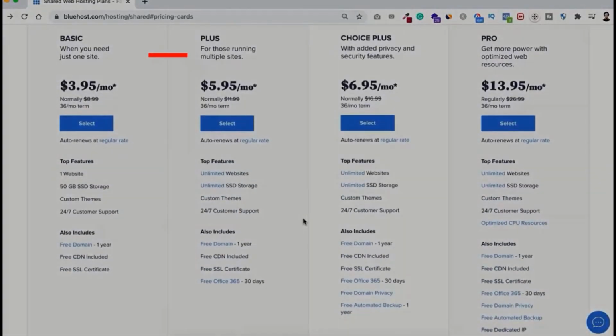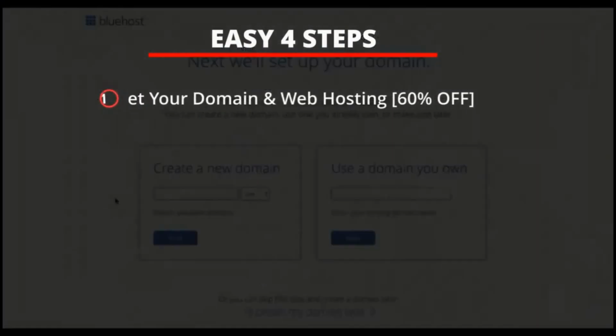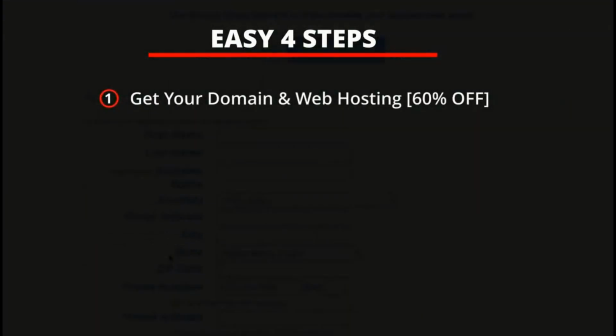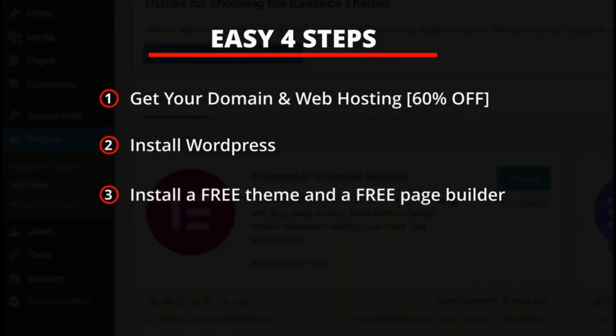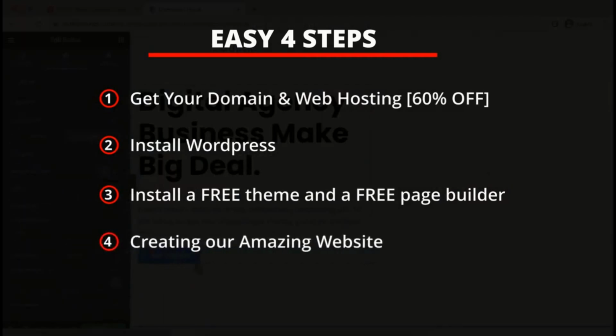Alright, we will be creating our beautiful website in easy 4 steps. First, I will show you how to get your own domain name and web hosting. I will also provide you with a 60% discount link. Then, how to install WordPress. Then, how to install a free theme and a free page builder called Elementor. Finally, we will start creating our amazing website step by step.